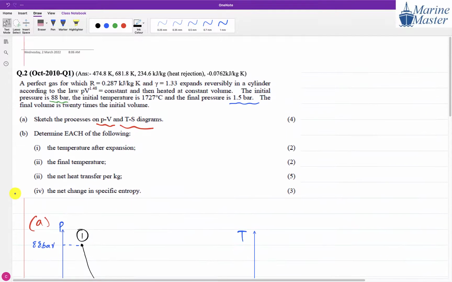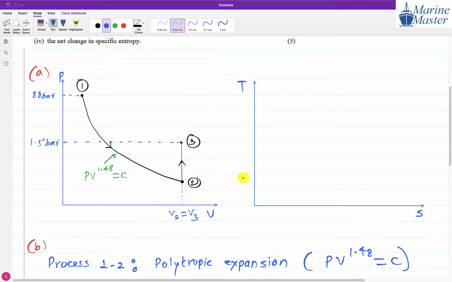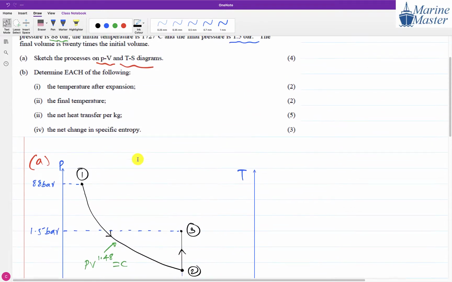Now the next point. What is remaining? The TS diagram. As we discussed earlier, for a polytropic process we don't know the exact TS diagram, so we are always going to draw the TS diagram for a polytropic process at the end. Now, what are they asking us in B's first part?